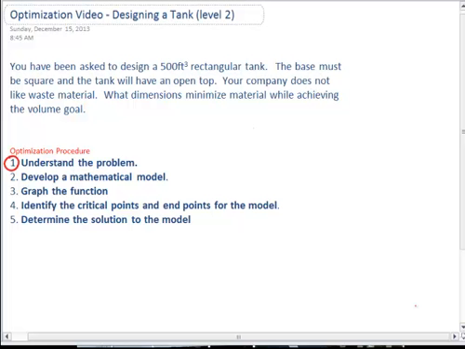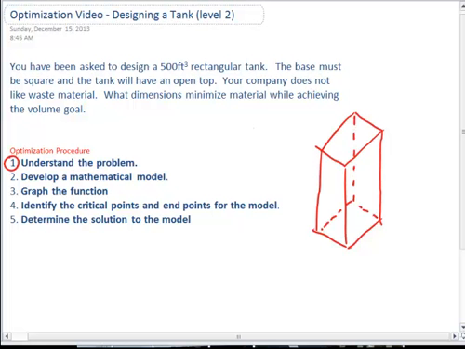Hopefully you've had a chance to read the problem over, and what the company wants us to do is to make a tank that will hold 500 cubic feet inside the tank. So I'm going to just draw a rectangular prism. I'm going to try to abide by what they said that the prism will follow. The base is a square and it's a rectangular prism with an open top.